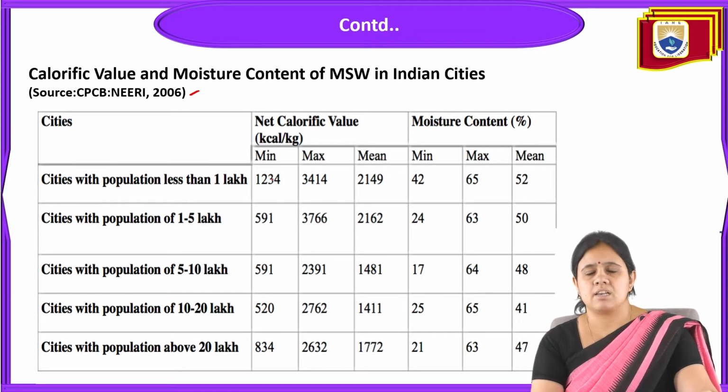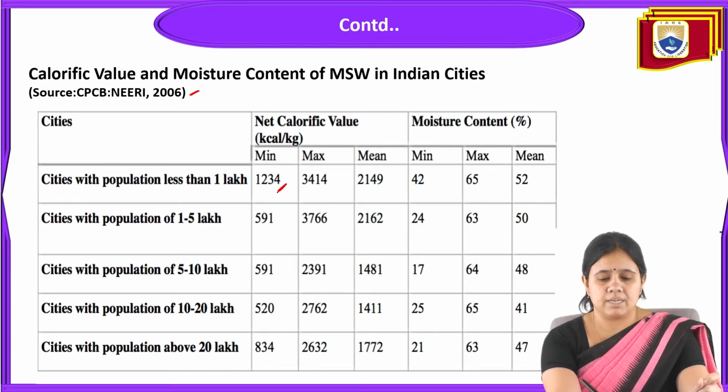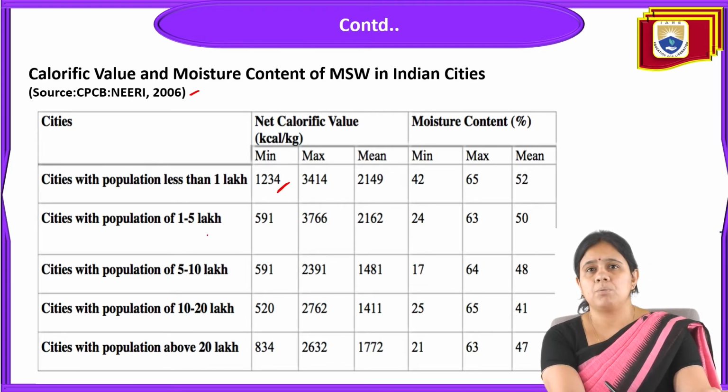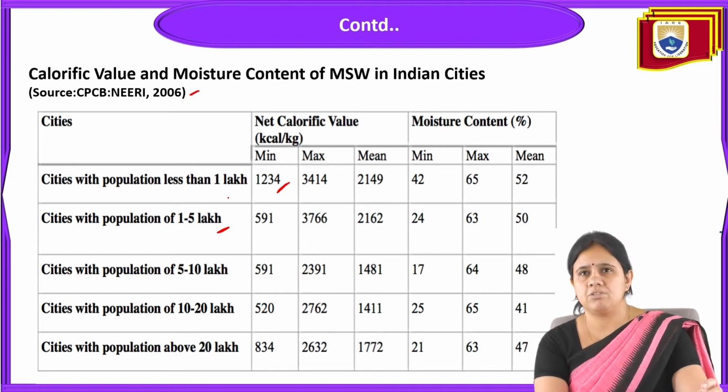NEERI, that is National Environmental Engineering Research Institute, 2016. For a city with a population of less than 1 lakh, the minimum calorific value is 1234 kilocalorie per kg. Similarly, for cities with a population of 1 to 5 lakhs, you can see the moisture content and net calorific value, because moisture content is also important to know the calorific value, because moisture will reduce the heating capacity of the waste.